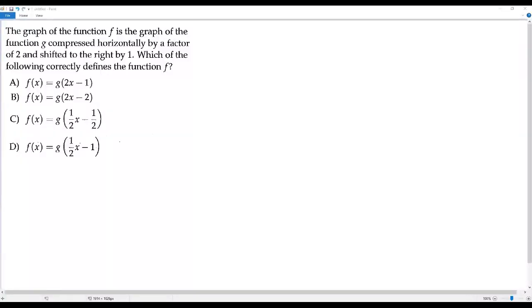Here we have a SAT math question. Okay, let's go through the information. The graph of the function f is the graph of the function g compressed horizontally by a factor of 2 and shifted to the right by 1. Which of the following correctly defines the function f?